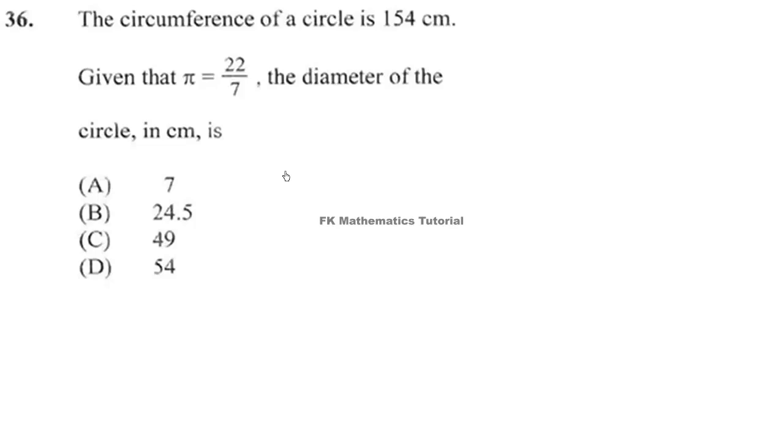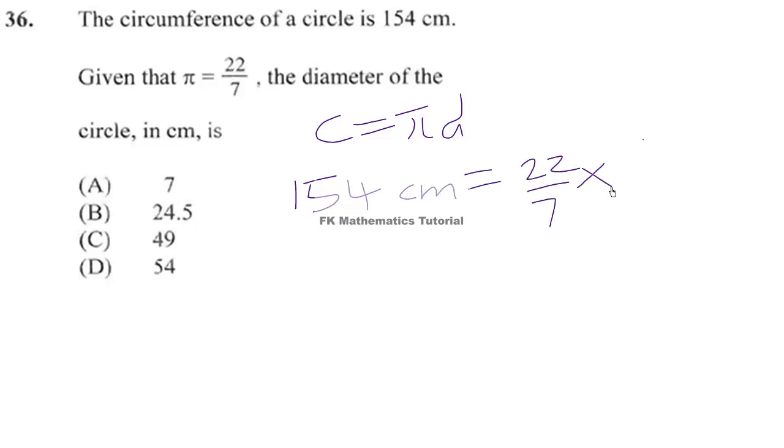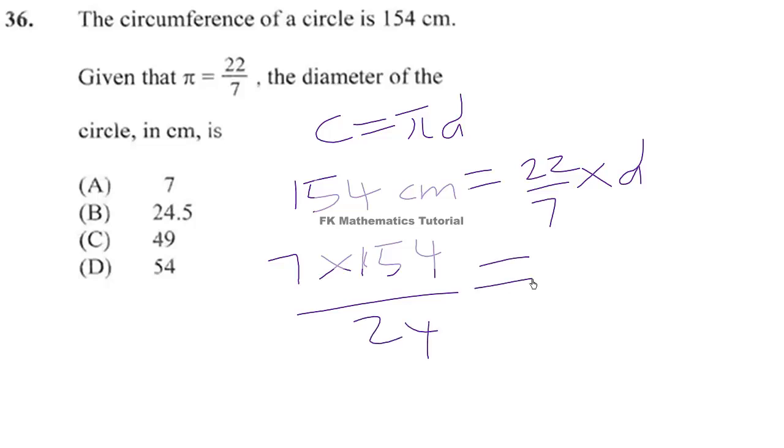The circumference of a circle is 154 centimeters. Given that pi is equal to 22 over 7, the diameter of the circle in centimeters is... We know that the circumference of a circle is given by pi times diameter. And the circumference given to us, 154 centimeters, is equal to pi, 22 over 7, times the diameter. We don't know that yet. So let's multiply both sides by 7 and divide by 22.